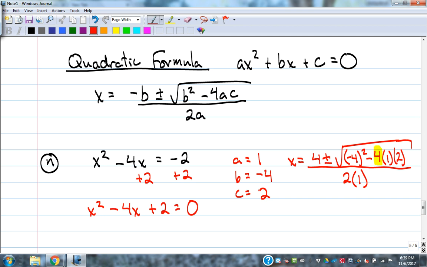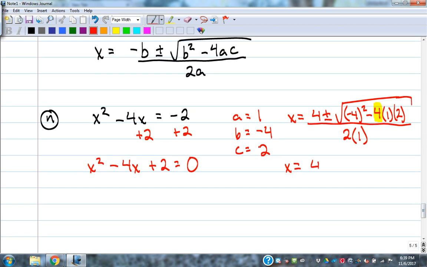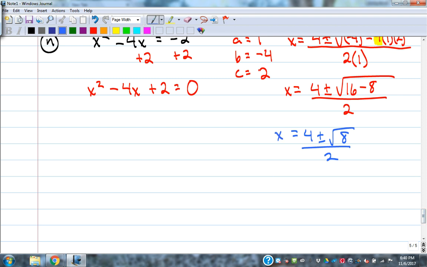Then all I've got to do is work that out. It's going to give me my answers. That's the beauty of a formula. 4 squared is 16. Minus 4 times 1 times 2 is 8. 2 times 1 is 2. So 4 plus or minus the square root of 8, over 2. Square root of 8: 4 and 2, 2 and 2, so a pair of 2's. So we have 4 plus or minus 2 square root of 2, all that divided by 2.